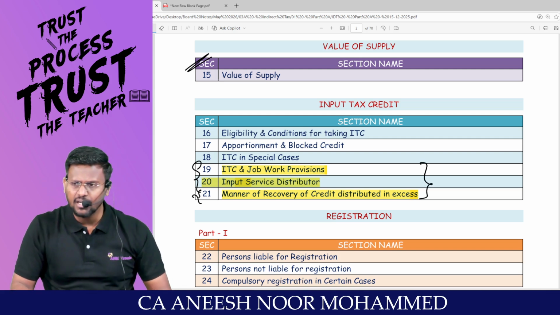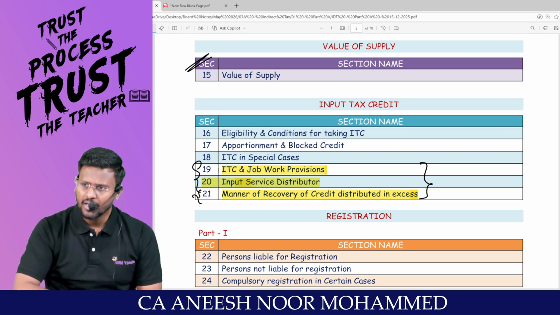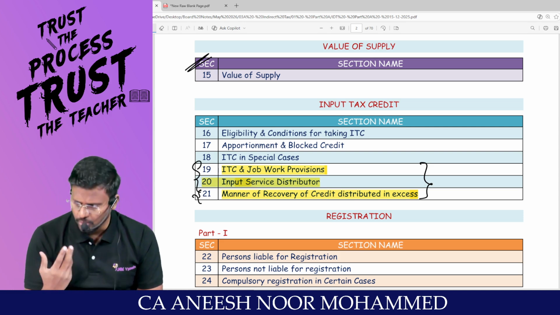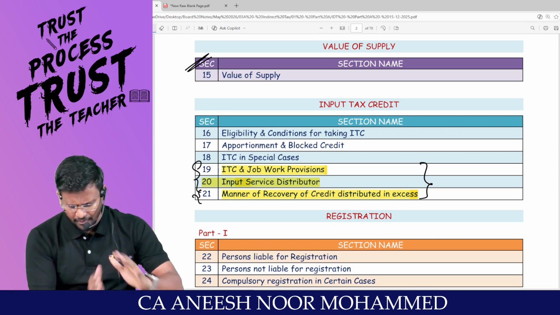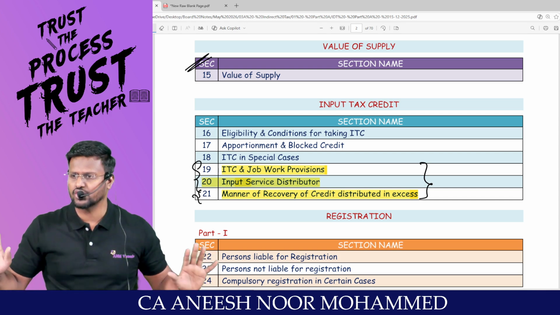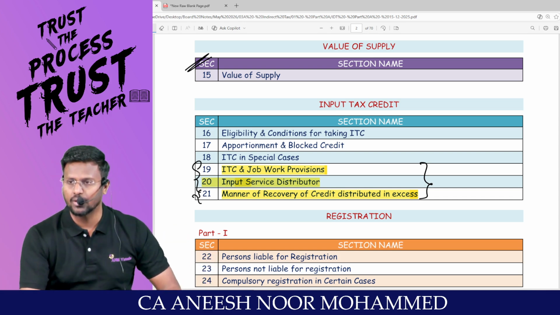What is section 19? ITC and job work provision. What is section 20? Input service distributor. What is section 21? Manner of recovery of excess credit. At Inter level, we will not learn anything about these sections. But at Final level, we will be separately discussing sections 19, 20 and 21.